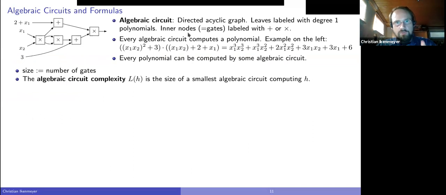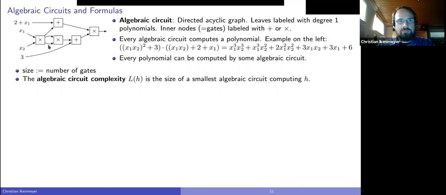So the most well-known is the algebraic circuits, where you have a directed acyclic graph. The leaves are labeled with degree 1 polynomials, and the inner nodes are called gates, and they are labeled with plus and multiplication. Certainly, every algebraic circuit computes some polynomial by just induction over the circuit structure. And so the example on the left computes exactly this polynomial here, right?